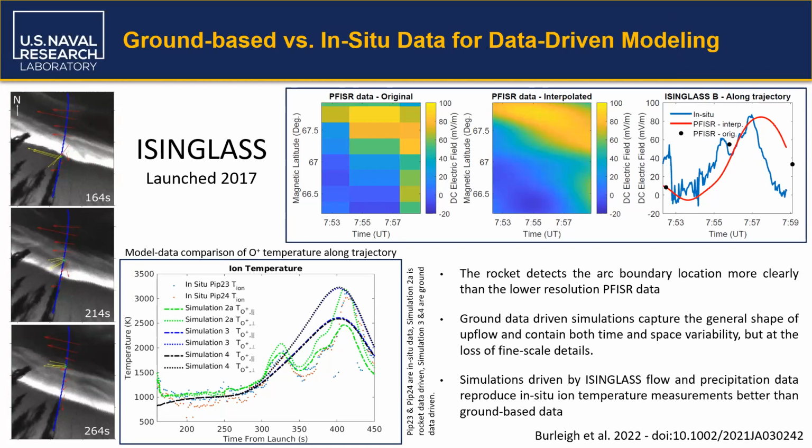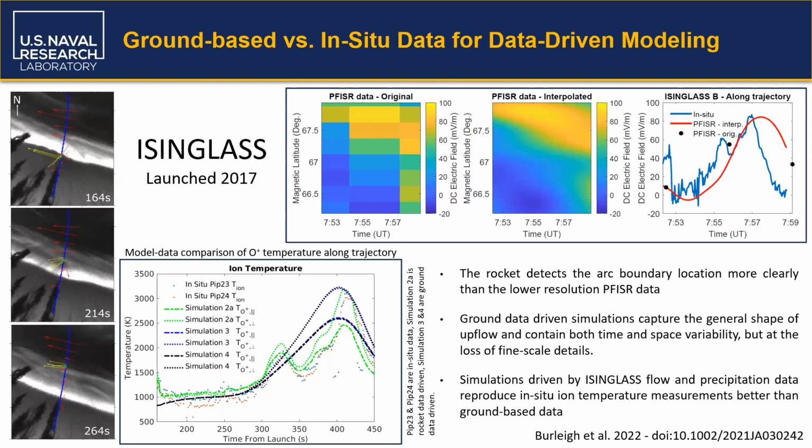So if we look on the left-hand side here, we have a time sequence of white light imagery. The rocket trajectory is overlaid in blue. The Fabry-Perot flow measurements are the red arrows, and sequential in situ rocket data is the yellow arrows at a 5-second cadence. Apologies if it's a little dark for the people in the back.